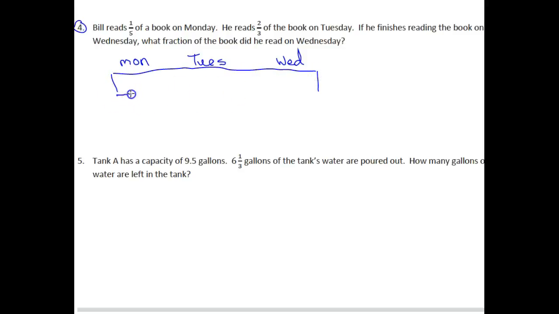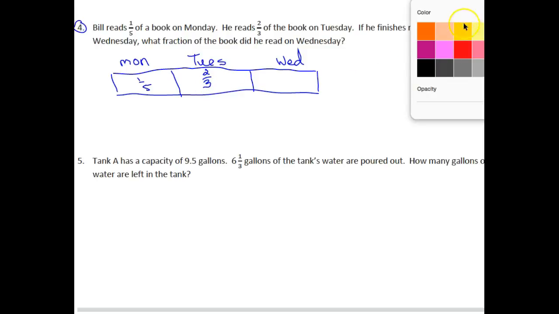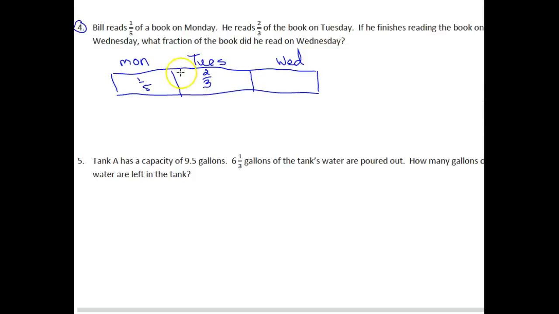So this is the whole book, right there. And these are the days, Monday, Tuesday, Wednesday. On Monday, he read 1/5. On Tuesday, he read 2/3. Now I'm going to switch colors because we're going to make these even denominators. So I know that 5 and 3, 5, 10, 15, 3, 6, 9, 12, 15, we're going to turn these into 15ths.